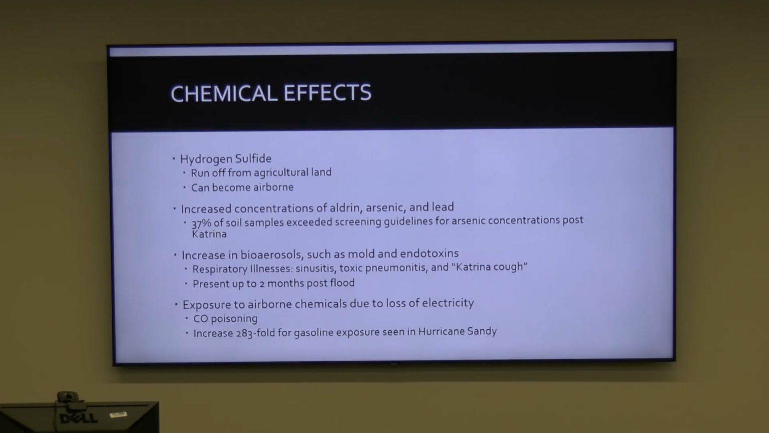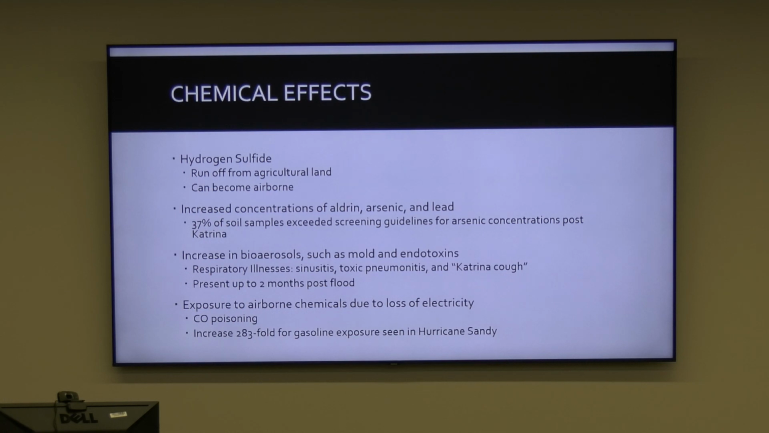And then exposure to airborne chemicals due to loss of electricity. The biggest one is CO2 poisoning. After Hurricane Sandy, there was an increase of 283-fold in gasoline exposures compared to prior. This is because the flooding often got rid of the fuel and aerosolized it to cause more airborne chemicals as a result.